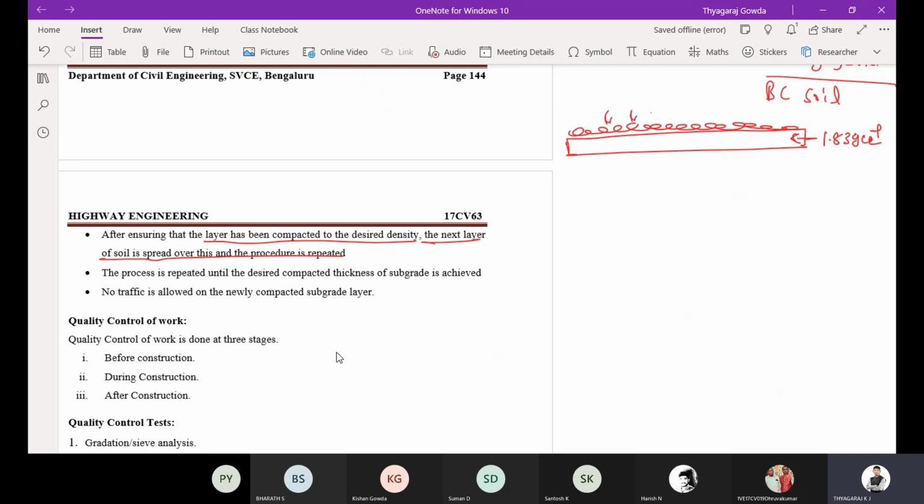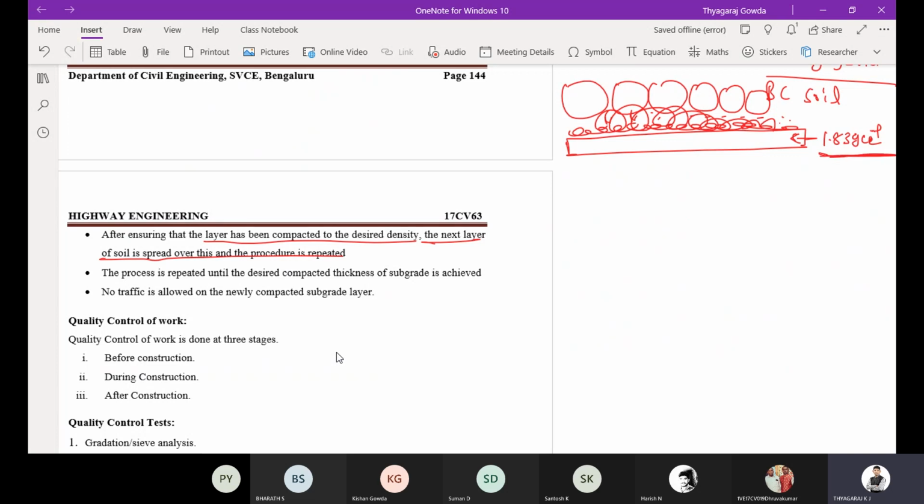Again you add water content, then again you mix it, then again you roll it. The rolling will be done, and the step is repeated. Again the procedure is repeated till the required density is achieved.